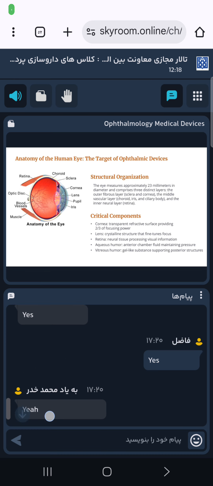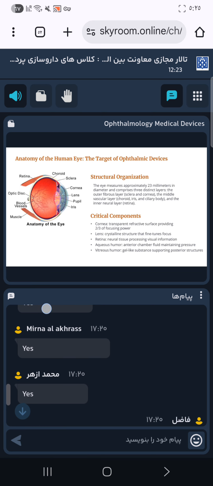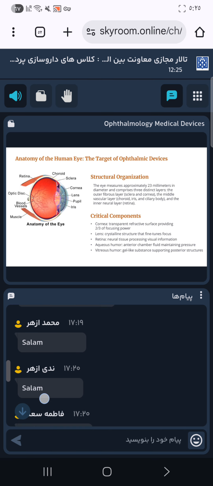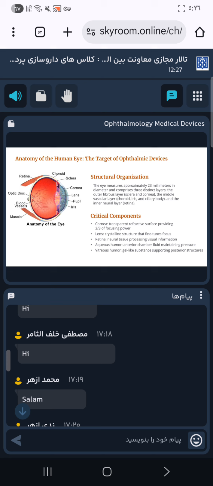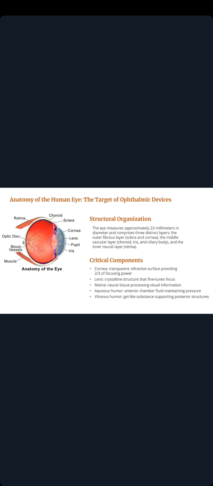The viscosity is more. As you see, it's a gel-like substance supporting the posterior structure. Of these two, the aqueous part and the second one, the vitreous, the vitreous is more gel-like, but the anterior part has a more fluid structure. The pressure of the eye, something named intraocular pressure, is controlled by that.